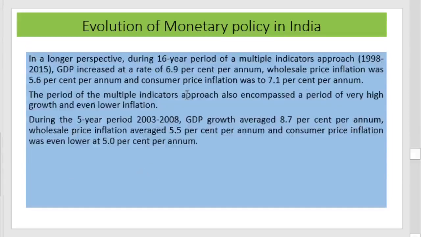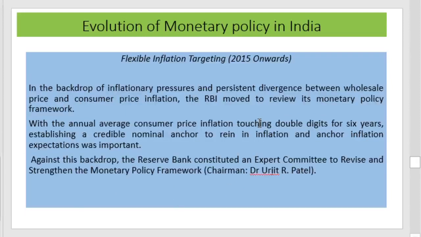In a longer perspective, during the 16-year period of the multiple indicator approach, 1998 to 2015, GDP increased at a rate of 6.9% per annum, wholesale price inflation 5.6%, and consumer price inflation 7.1% per annum. The period of the multiple indicator approach also encompassed a period of very high growth and even lower inflation. During the 5-year period, that is 2003 to 2008, GDP growth averaged 8.7% per annum. Next is the period of flexible inflation targeting.